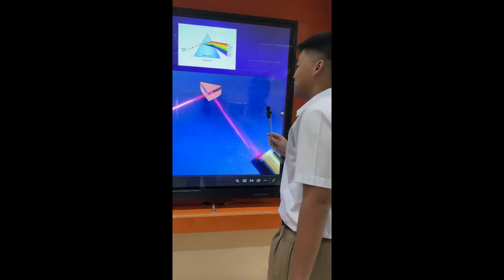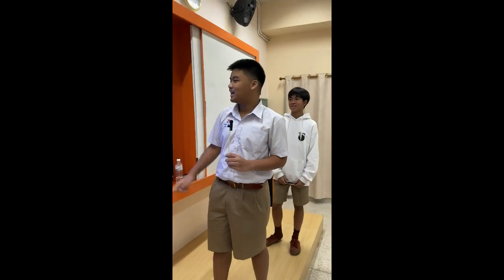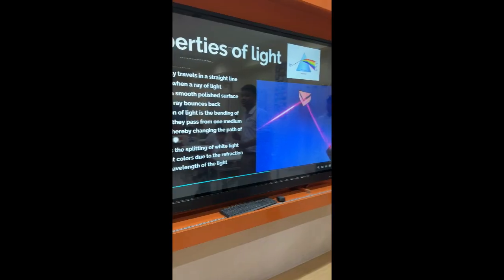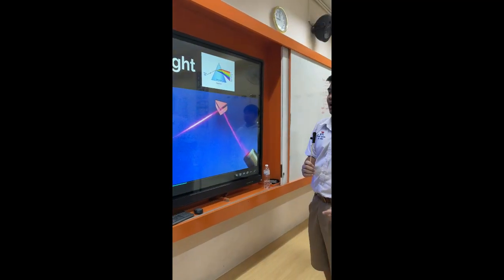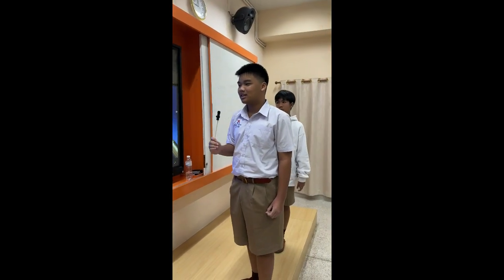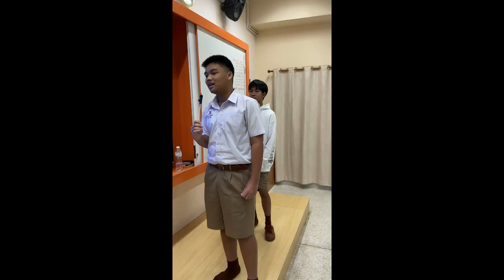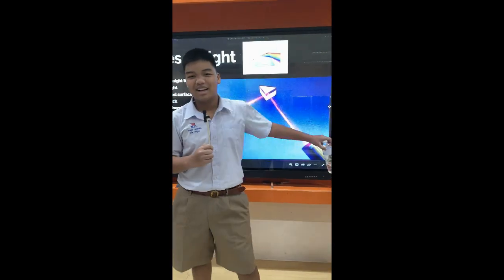Okay, these are the properties of light. It travels in a straight line. It can reflect like this. Next is refraction, which is when light bends as it passes from one medium to another. And dispersion is the splitting of white light into different colors due to the refractive index and wavelength of light. And I have an example.